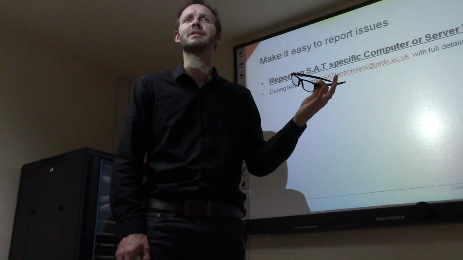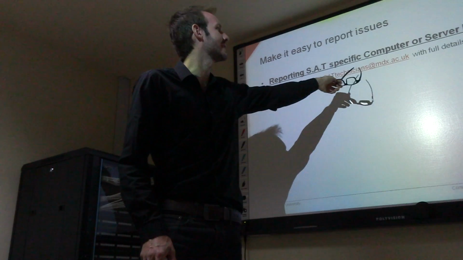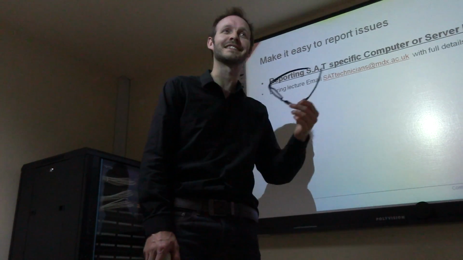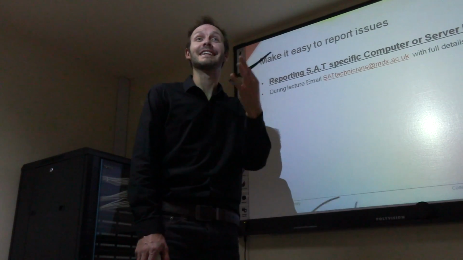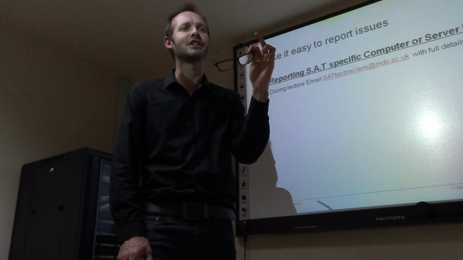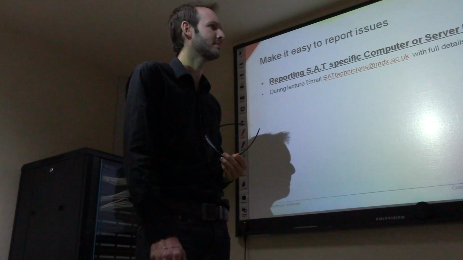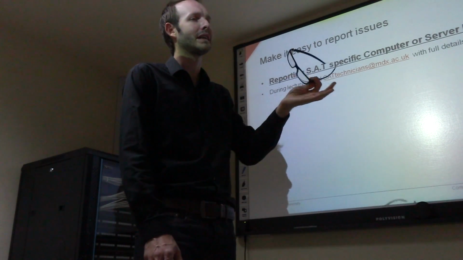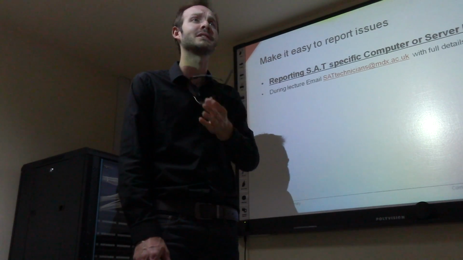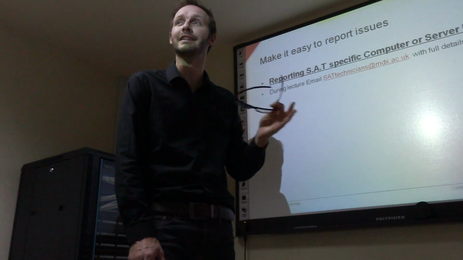The way we did this is we made it simple. What's the simplest thing? Email. So we set up an email address, sattechnicians@mdx.ac.uk. It used to be called EIS Help Desk, so even the name changed, but as the email address changes, we just put a pointer to the new address so you don't disrupt users. That email address gets captured by the help desk system and converted into a ticket.